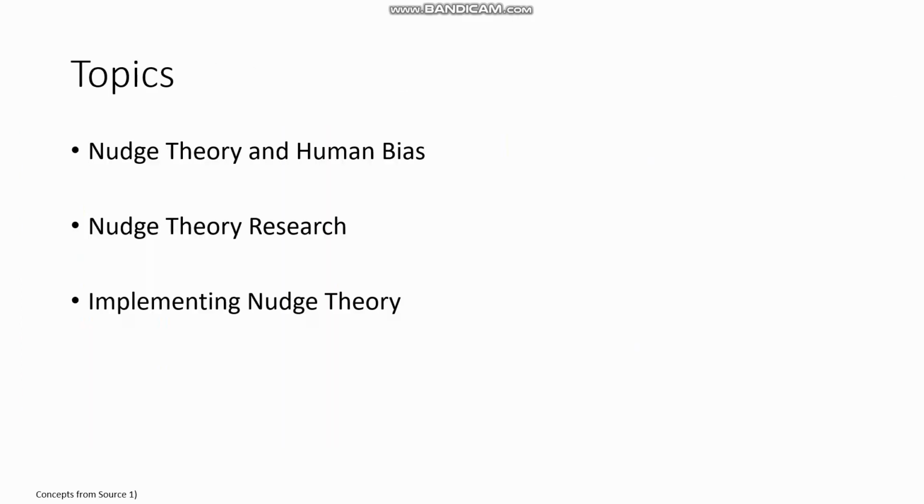So let's get into this. First, I will describe what exactly nudge theory is, along with common human biases that can be utilized to nudge people. I'll then describe research that takes advantage of nudge theory for engineering decision makers in order to optimize the decisions made by the design team. And I'll end by describing useful implementations of nudge theory.